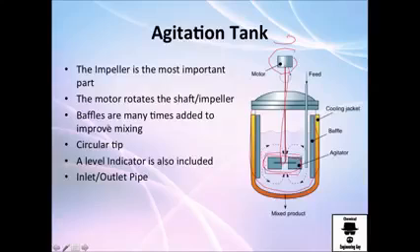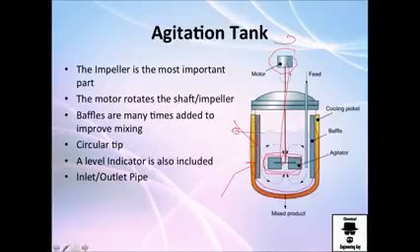or propellers. Baffles are many times added to improve mixing, even though they're not strictly necessary. You could actually go down to your kitchen and check out the blending machine. It has this stuff right here, which promotes more random movement or agitation. The circular tip, well, where is it? Here. And normally you will also include the level indicator, which will be like this.